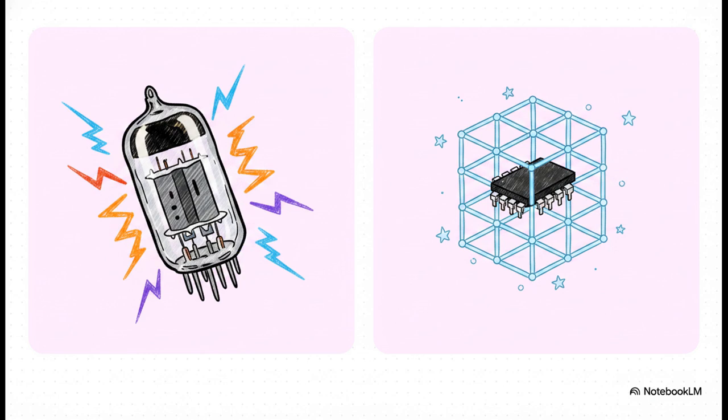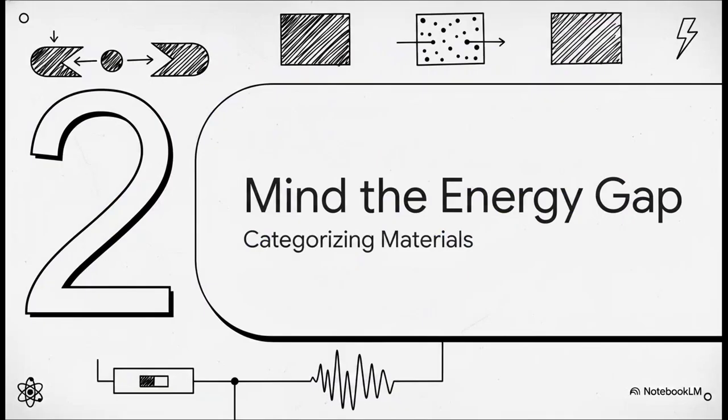But look over on the right. Solid-state semiconductors. These microscopic devices guide electrons entirely within a solid crystal structure. There is absolutely no external heating required, they operate on remarkably low power, and they are incredibly reliable. It was a complete and total paradigm shift. Moving right along to Part 2, Mind the Energy Gap, Categorizing Materials.